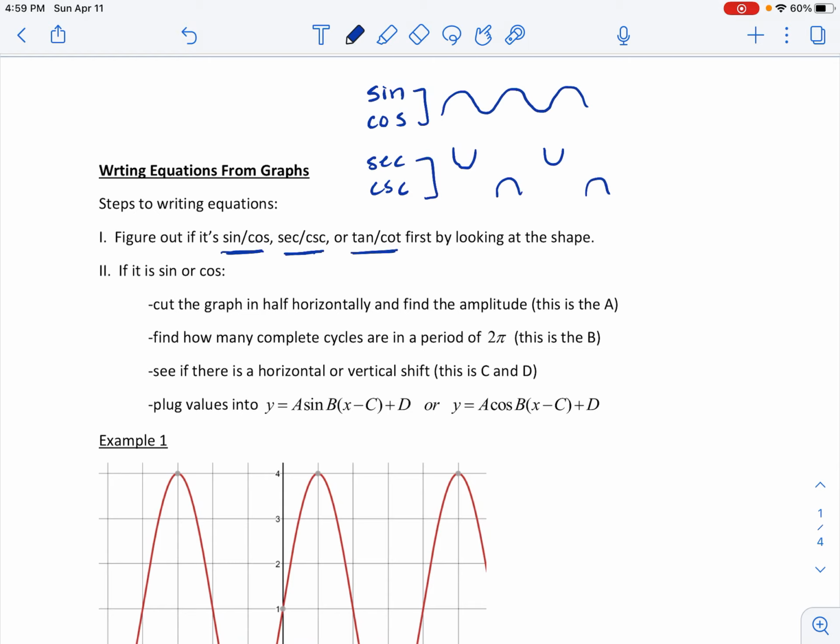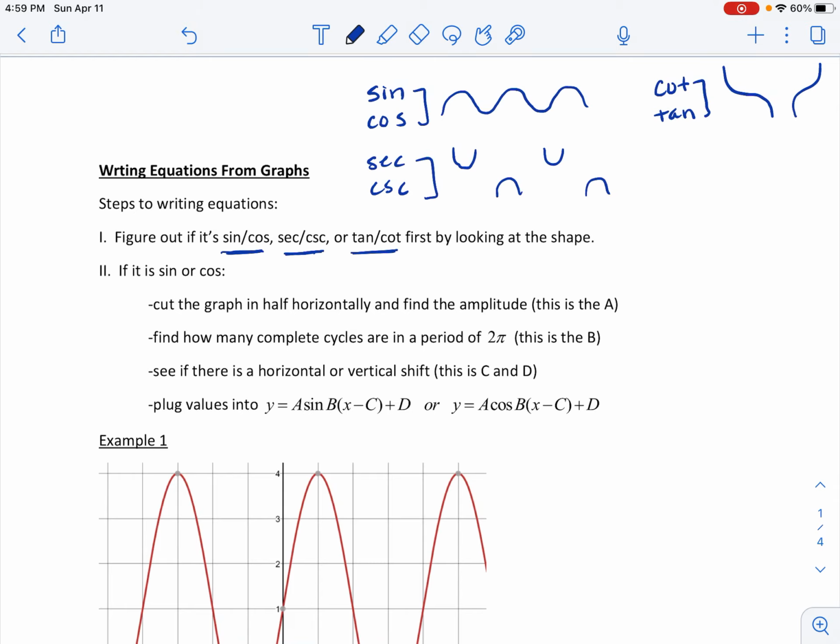And then the last thing, you're going to have either the cotangent or the tangent functions. Now, these are by far the hardest to tell apart because they look so similar. These are also going to have asymptotes, and they're either going to take on this shape or this shape, going up like that. So just by looking at the shape, you can at least narrow it down to, is it a sine or a cosine, a secant or a cosecant, or a cotangent or tangent? So you're kind of halfway there.